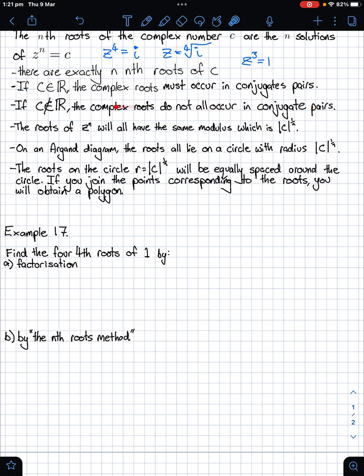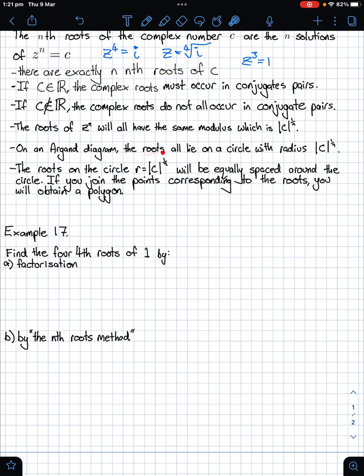So this means we would have a complex solution. The roots of z to the power of n will have the same modulus, which will be whatever the modulus is of this. So this one up here would be 1, so it'll be 1 to the 1 over n. So we're going to be using de Moivre's theorem to prove this.